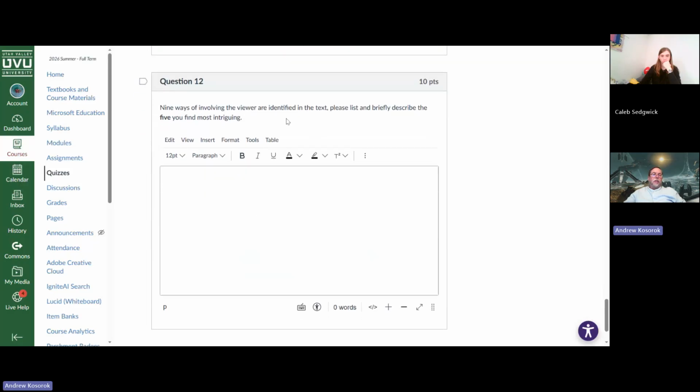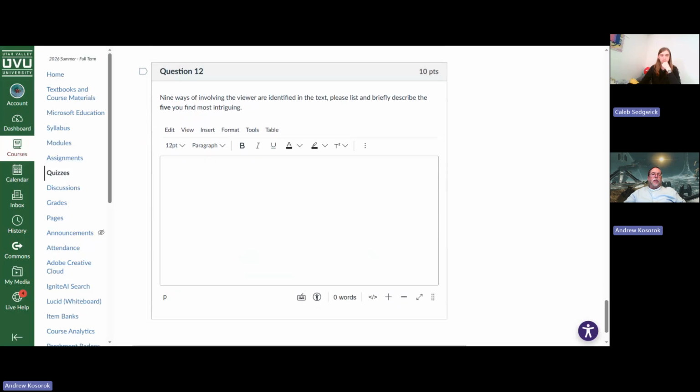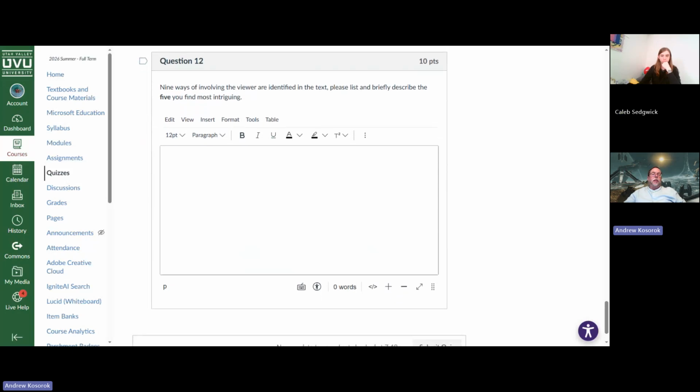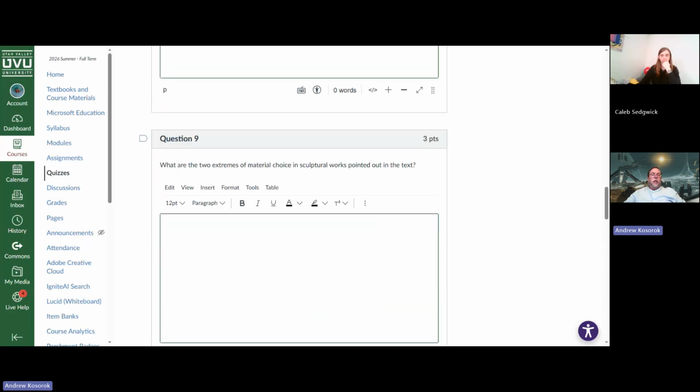And in the textbook, there's about an 18 or 20 page section where each page has a couple pictures and maybe only a paragraph of text, but it does talk specifically about the nine ways of involving the viewer. And one of the things that I see is that people will pull up a list on Google or AI and reference that, and that's not what we're doing. We're going to the list that is specifically in the textbook.